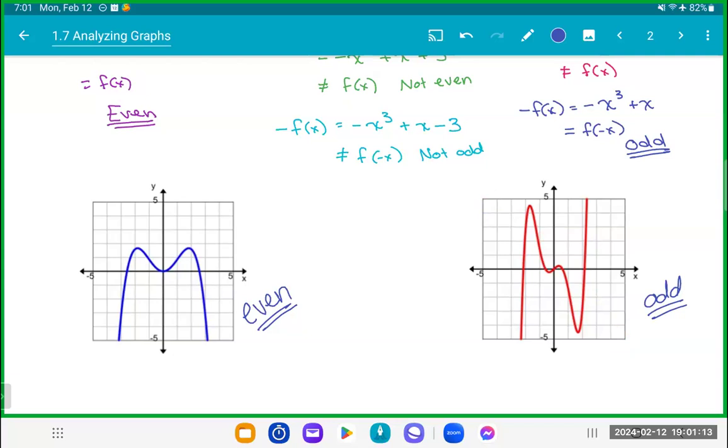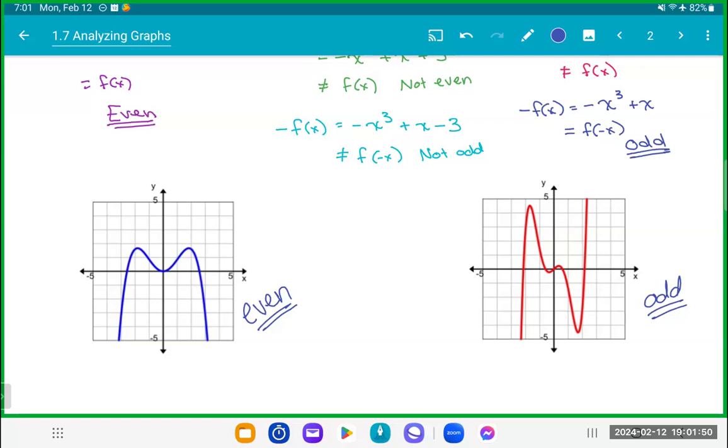So for the exam, you'll need to show all three of them, right? You'll need to show that it is either even, odd, or neither. For even, for symmetric, you have to show all three. For even or odd, once you've determined it's even, you don't have to test if it's odd because it can only be one or the other. It cannot be both.